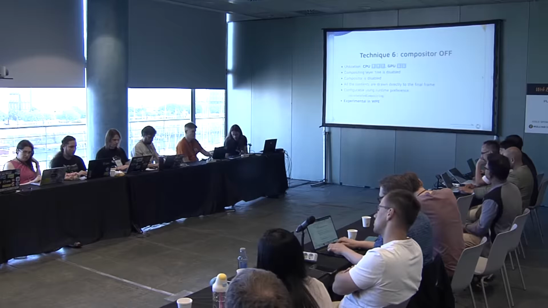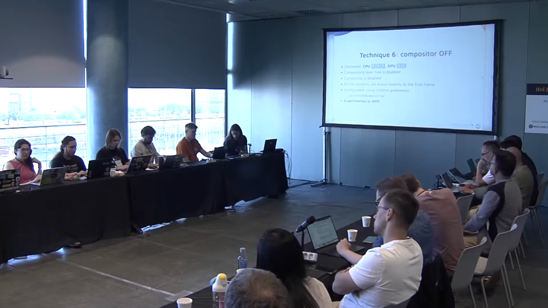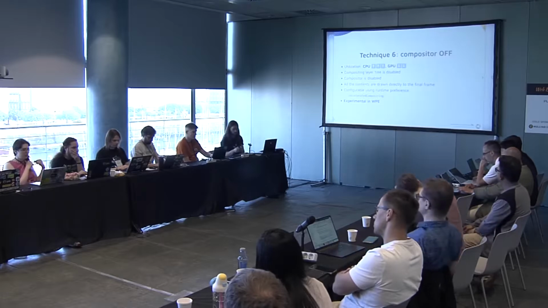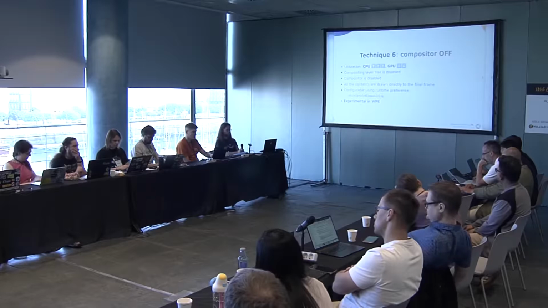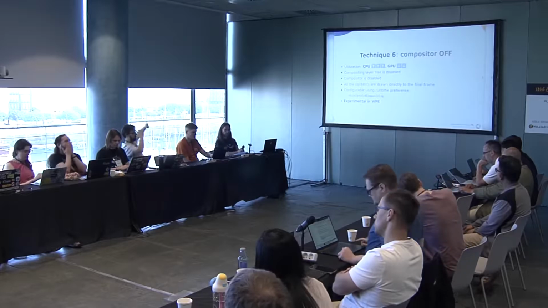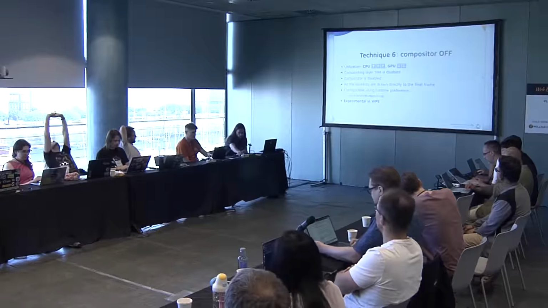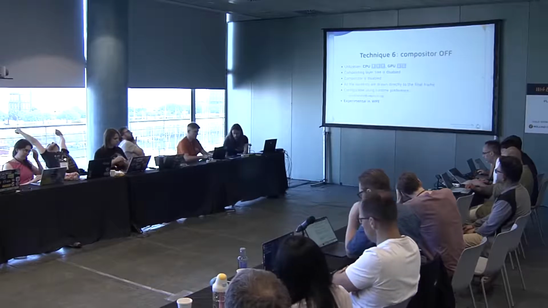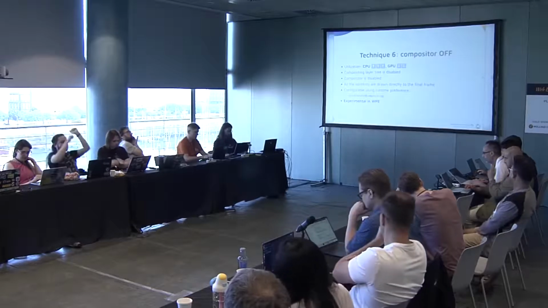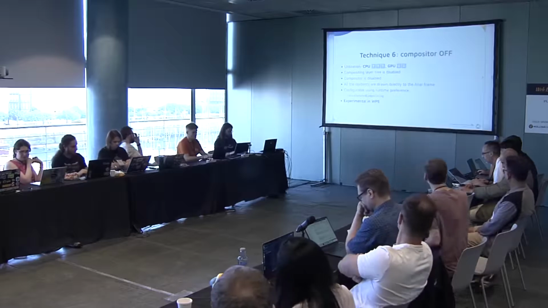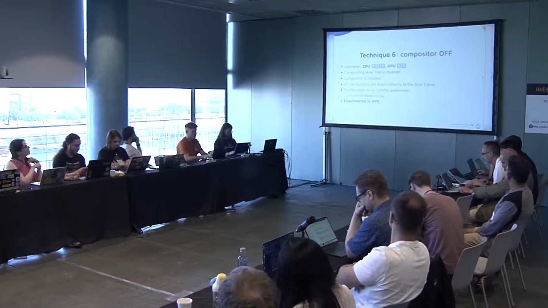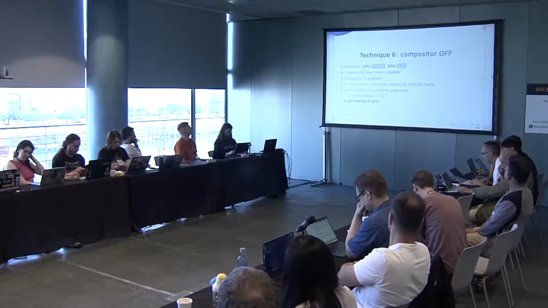Basically, the compositor tree will be flattened, and any web content, any content that's supposed to be on the layer, will be drawn directly to the frame. So it's very expensive in terms of CPU, but of course, without the compositor, you won't be using the GPU anymore. So this is a significant change. You have to be careful with that.